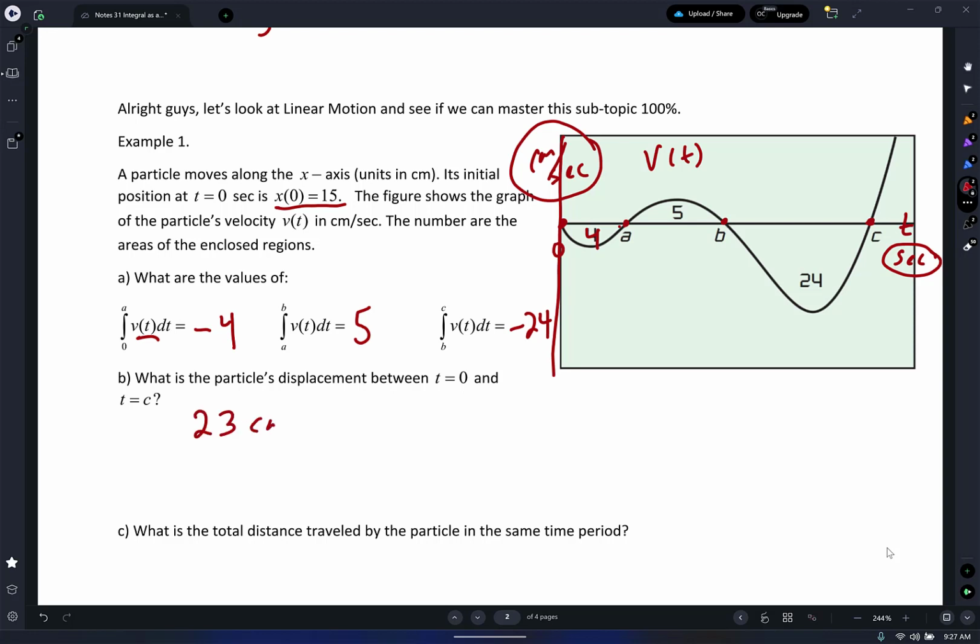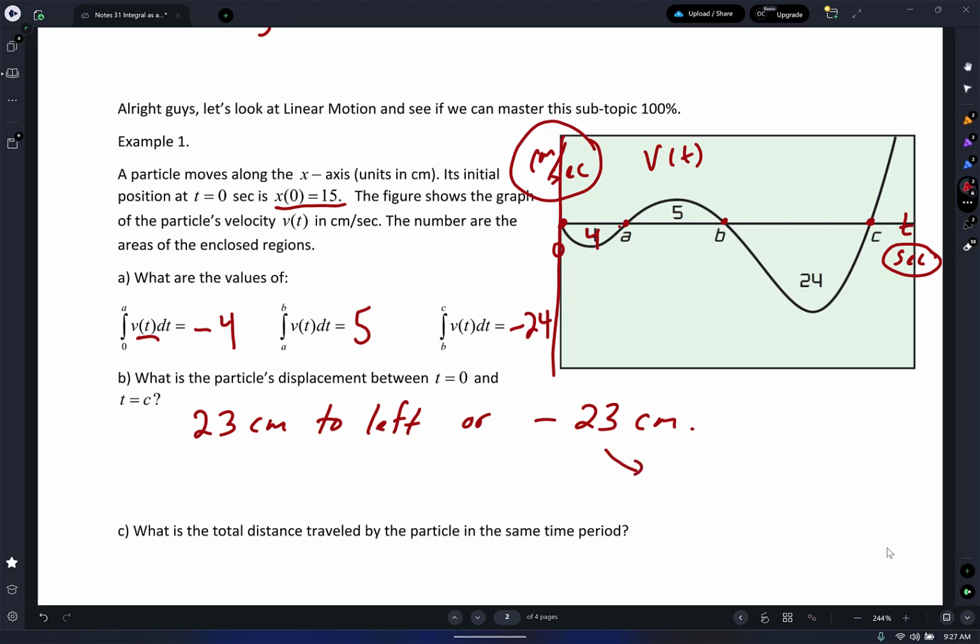Perfect. 23 centimeters to the left, or -23 centimeters. Say one or the other. Don't say -23 centimeters to the left, because that's like a double negative in English, and it's wrong. And they will mark it wrong. So you can either say 23 centimeters to the left, given context, or -23 centimeters. Does that make sense to you guys?